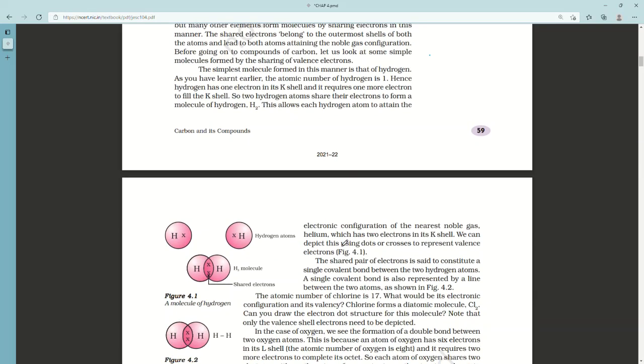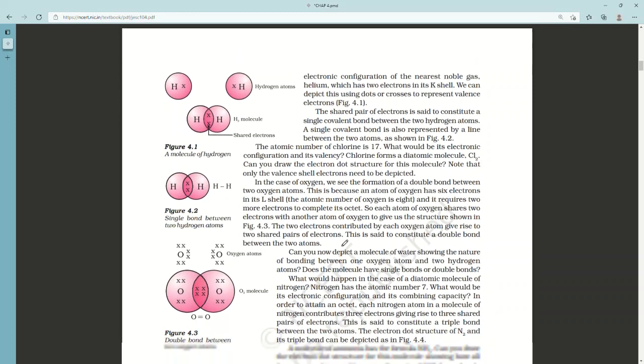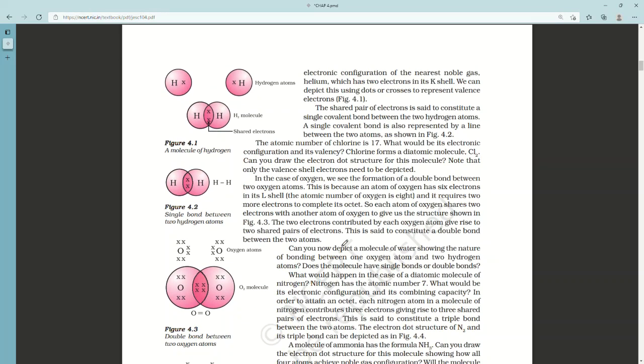But before going on to compounds of carbon, let us look at some simple molecules formed by the sharing of valence electrons. The simplest molecule formed in this manner is that of hydrogen. As you have learnt earlier, the atomic number of hydrogen is 1. Hence, hydrogen has 1 electron in its K shell, the first shell, and it requires 1 more electron to fill the K shell. So 2 hydrogen atoms share their electrons to form a molecule of hydrogen, H2. This allows each hydrogen atom to attain the electronic configuration of the nearest noble gas, helium, which has 2 electrons in its K shell. We can depict this using dots or crosses to represent valence electrons.